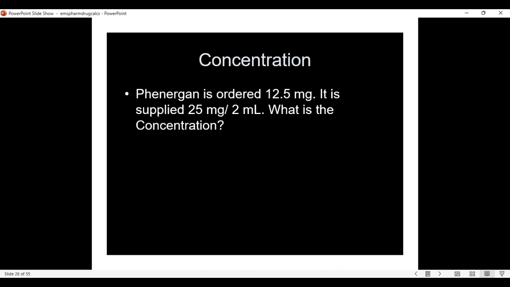Finnegan is ordered 12.5 milligrams. It's supplied in 25 by 2. So what would be your concentration? So take a moment, pause the video, figure it out, and come back. And so the answer would be 12.5 milligrams per ml. So we're just dividing the 25 milligrams by the 2.